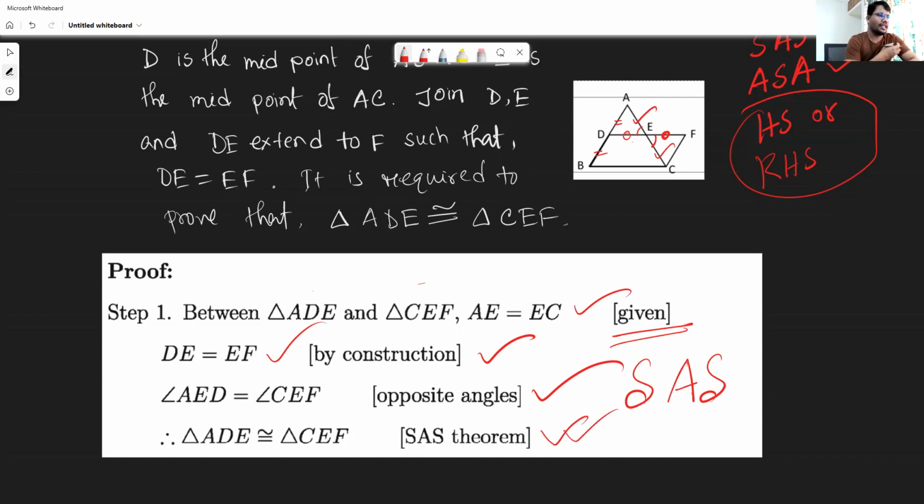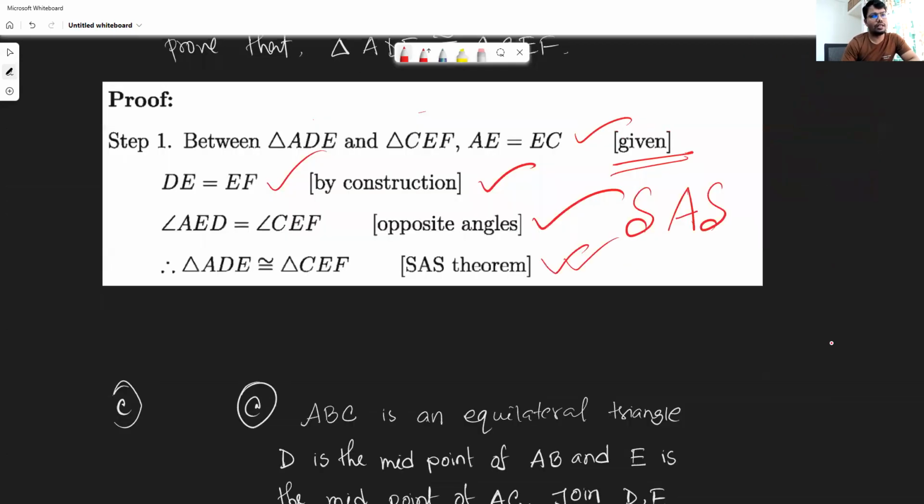Clear? Okay, dear students. Now see the next question here. Next question: make the relation between DE and BC. So we have to prove here that DE is half times BC.